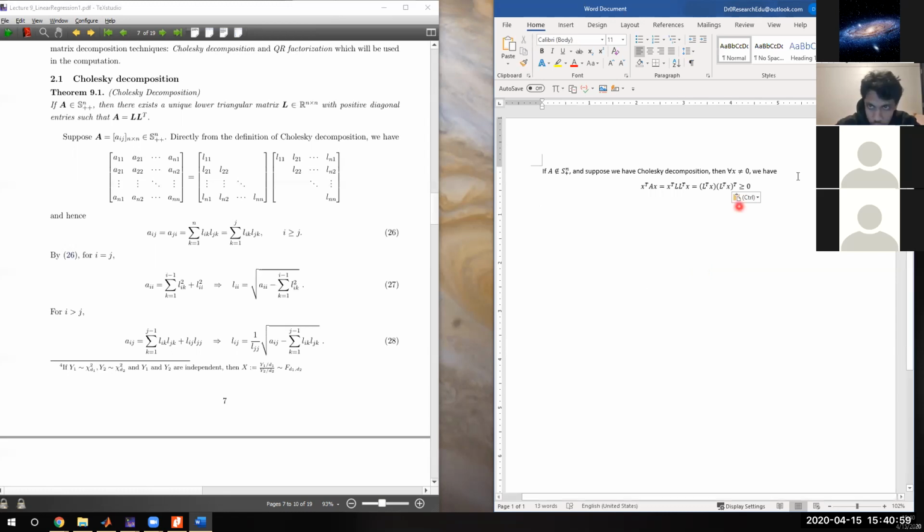Right? Then this is a contradiction of A not being positive semi-definite. And hence, if it is not positive semi-definite, you do not have a Cholesky decomposition. Clear? Contradiction.